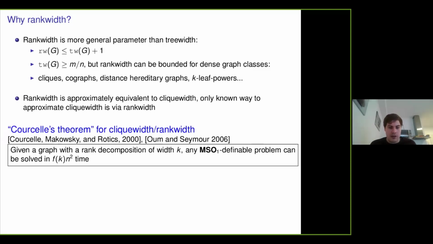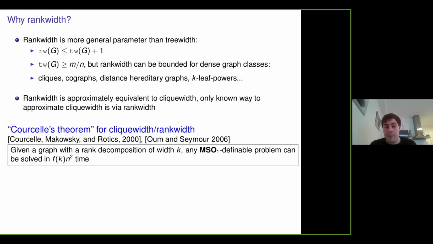So we have that rank width is a more general parameter than tree width, but what can we use it for? There is Courcelle's theorem for tree width. There is also a Courcelle's theorem for clique width and rank width. I put quotes here because it's given by Courcelle, Makowsky, and Rotics, not Courcelle only, and this connection of clique width and rank width, and really the introduction of rank width, is due to Oum and Seymour.